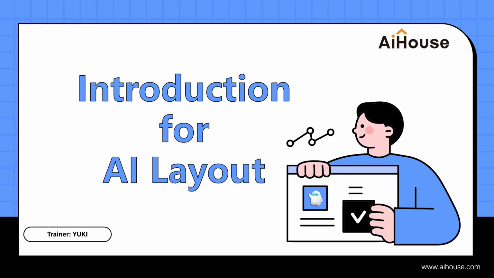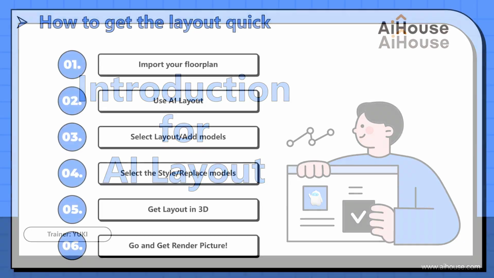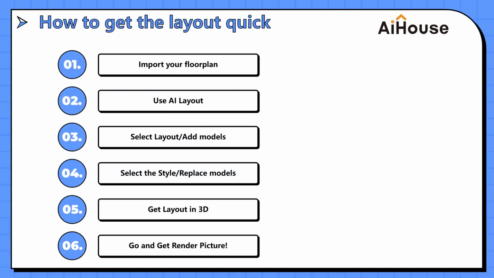So in this video, I'm so glad to introduce your new function with you. It is AI layout. With this function, you can get your rendered picture very quick, because the design of the whole floor plan will be very quick with this function. So you can see I have listed this layout process for you.